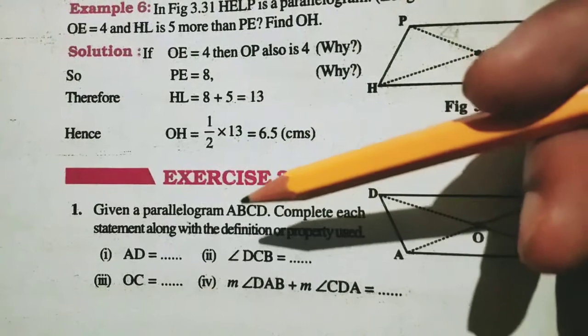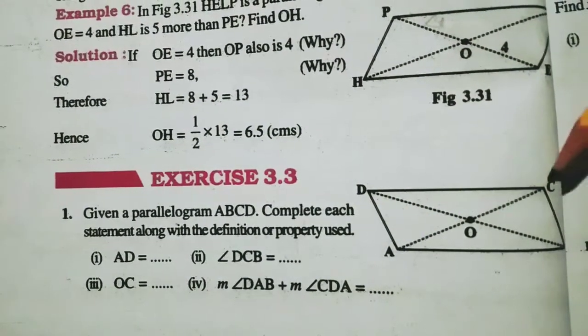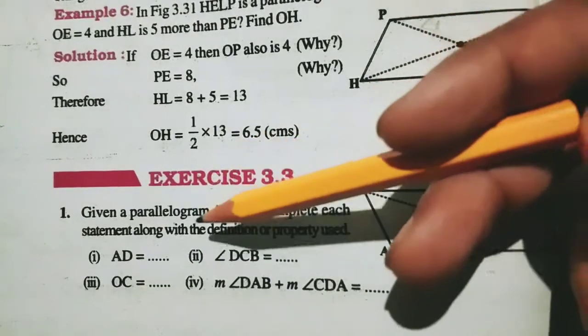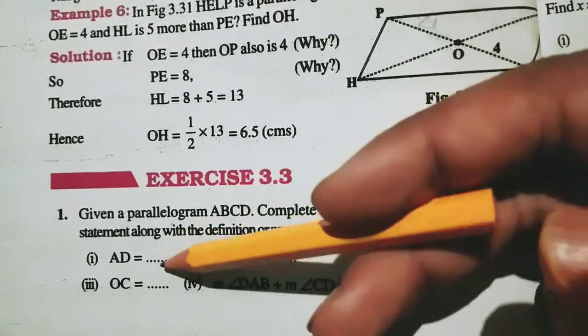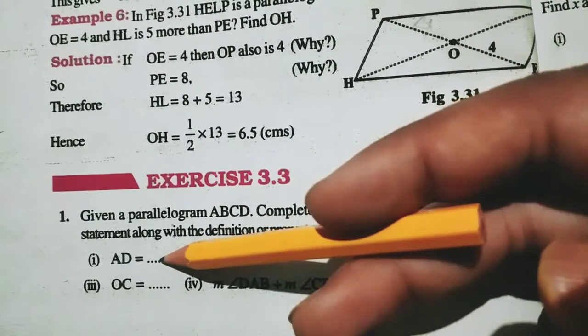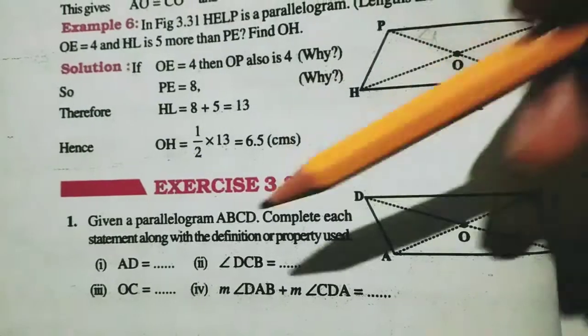So one number question, given a parallelogram ABCD. So A, B, C, D. Complete each statement along with the definition or property used. That means you have to complete these blanks by the definitions or property that you have learned.